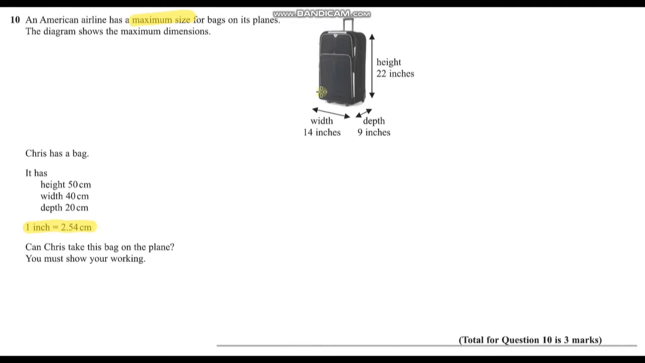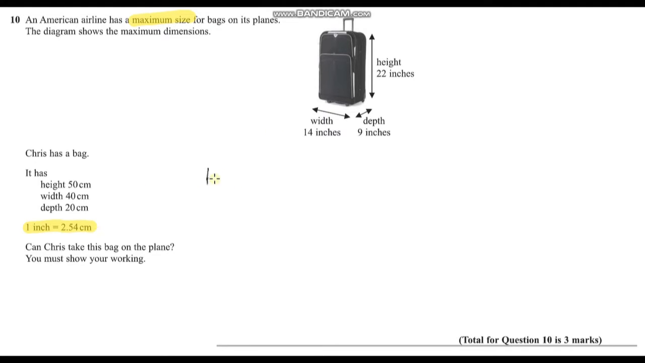So at the moment we've got the measurements for the maximum size of our case in inches, but Chris's bag's measurements are in centimetres. So we're going to have to convert either all of them to inches or all of them to centimetres. And what I think I'm going to do is convert them all into centimetres. So if we look at our conversion, 1 inch is 2.54 centimetres. So to go from inches to centimetres, we need to multiply it by 2.54.